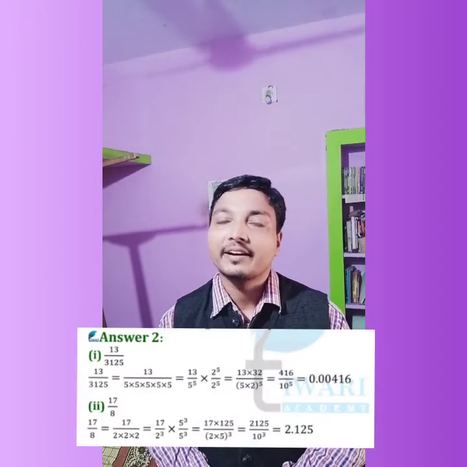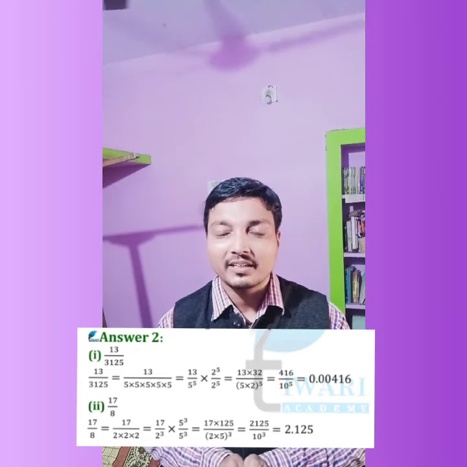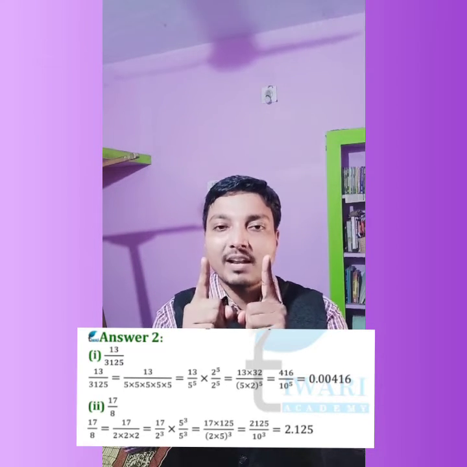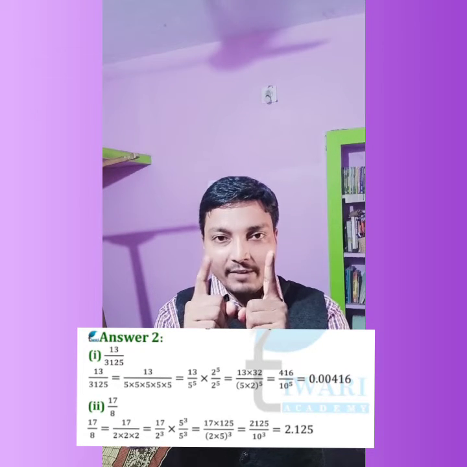The first number is 13 divided by 3125, which is equal to 13 divided by 5 to the power 5. Remember one formula: whenever you check the factorization of the denominator, there is 5 and 2. As this is a terminating decimal, the denominator factorization 100% has only 2 and 5. Whenever you need to find the decimal expansion, you just have to check the denominator factorization of 5 and 2.